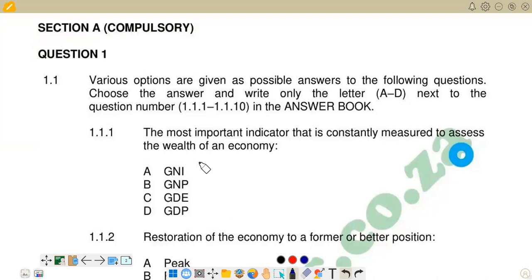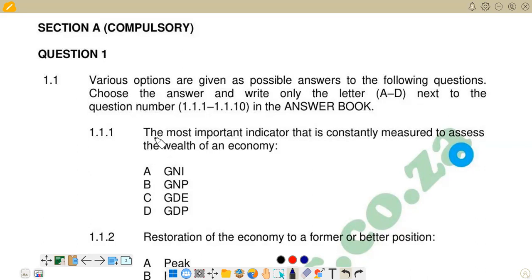We've got a question that we want to look at here from June 2023. This is a multiple choice question. The first part of the question, which is question one, is under section A. We are going to start with 1.1, and it reads: various options are given as possible answers to the following questions. Choose the answer and write only the letter A to D next to the question number, from 1.1.1 to 1.1.10 in the answer book.